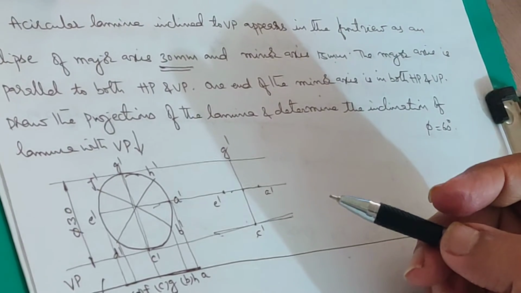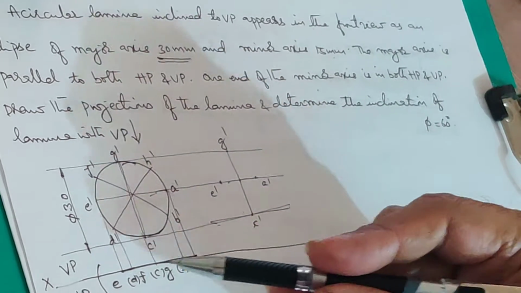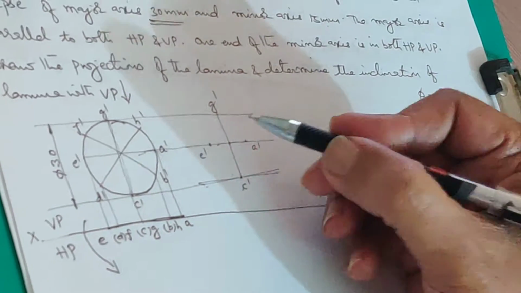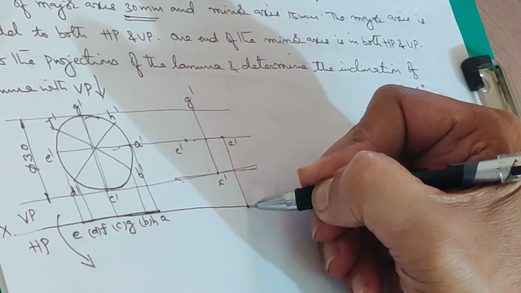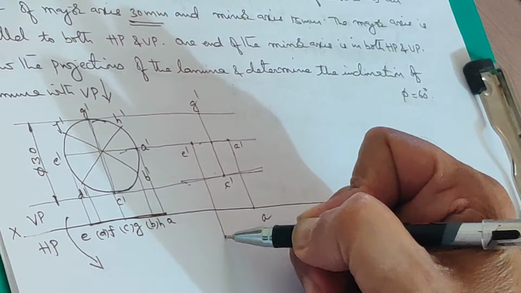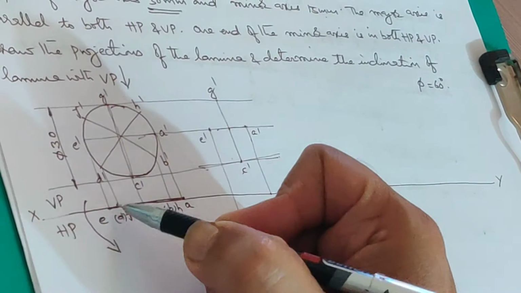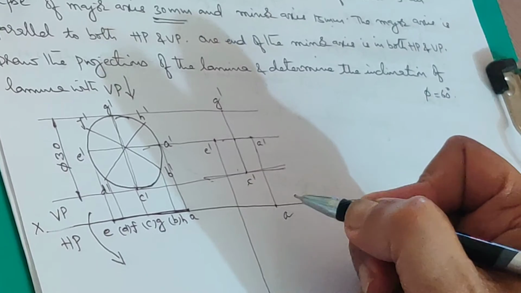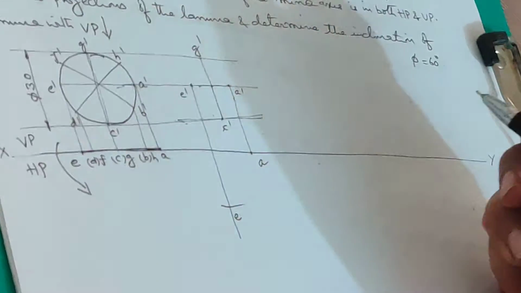Now please follow how I am going to do it. With the help of these 4 points, I am going to get the inclination of the surface with VP in the top view. So before I complete the remaining points in the front view, I am coming to the top view. So this is A. This point I will project down. Yes. Now I am going to take A to E as radius. A to E, the dimension is 30 mm. So take A as center, 30 mm radius, you are going to cut this projector. This point will be E.